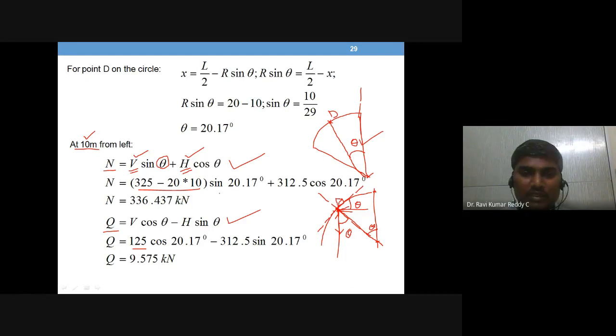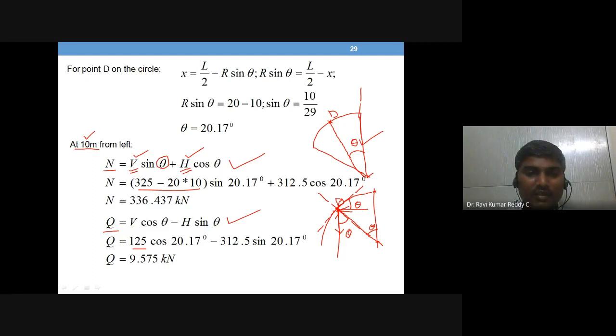Okay, right. Now the value of V is known, the value of H is known. Got it? How you calculate the V value, right? So you are asked for normal thrust and radial shear at 10 meters from left. So you choose that point, take the sum of all vertical forces at that point, either to the left or to the right. So both are the same. So that will give you the V value.